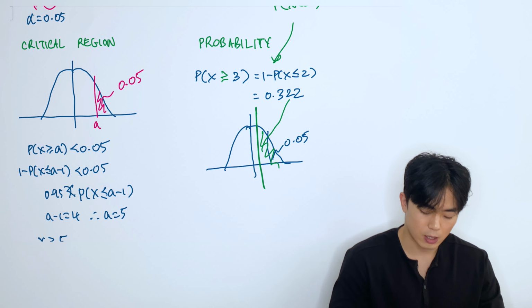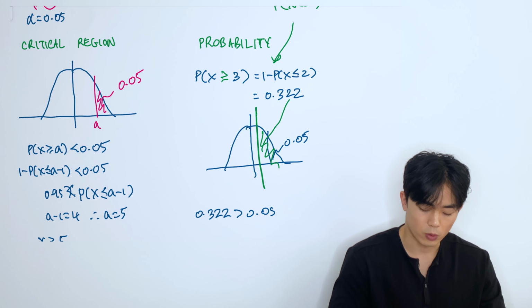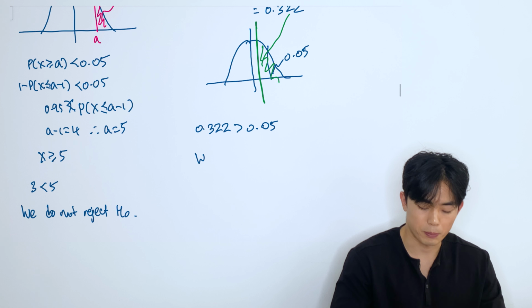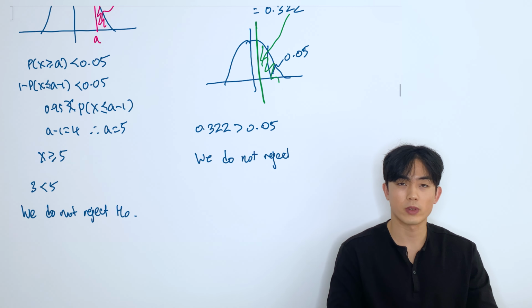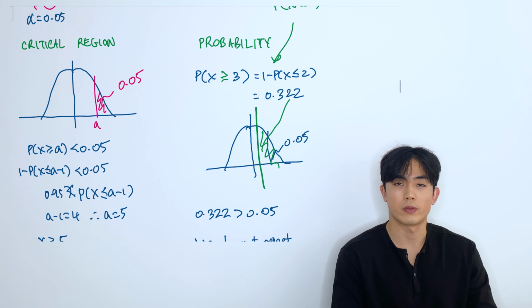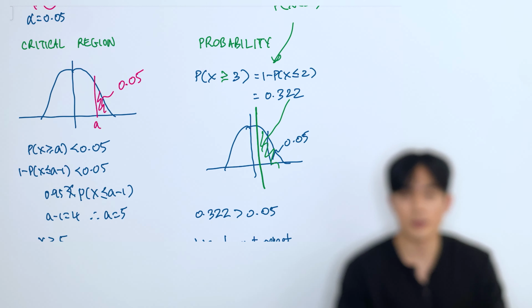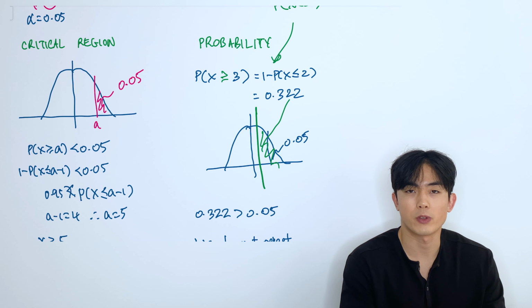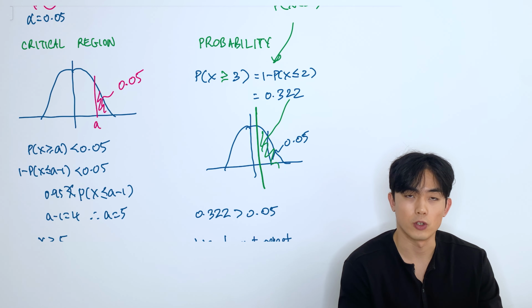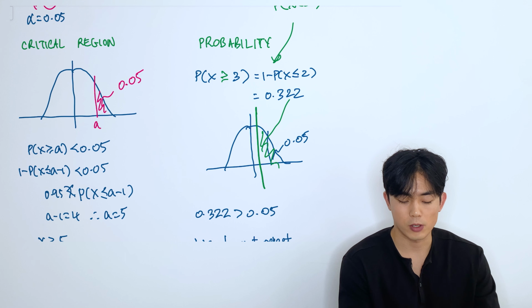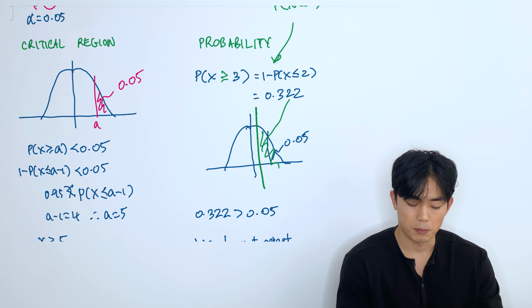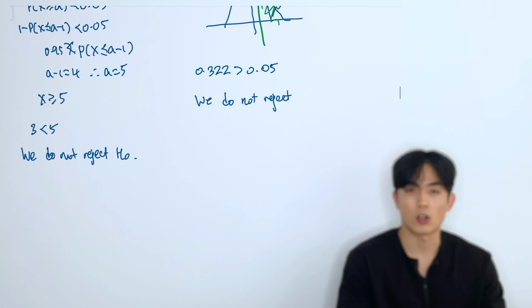And so what I can say is, because 0.322 is bigger than 0.05, we do not reject, once again, because it does not lie within the critical region. So as you can see, there are 2 different ways of working out or concluding whether it's significant or not. You can either find the critical region or you can find the probability. You need to be comfortable with both methods, okay? Because they might ask you to use the critical region method, or they might ask you to use the probability method. But after we've done this, then we can write a conclusion in the context of the question.